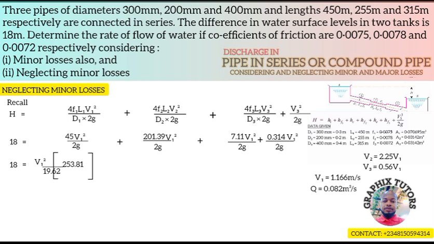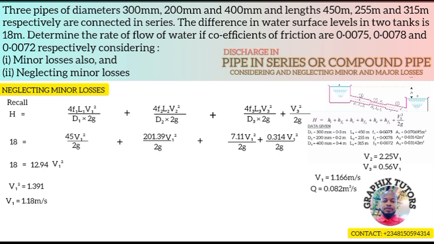So if we say 253.81 divided by 19.62, you'll be left with 12.94 V1 squared. So 18 is equal to 12.94 V1 squared. If you divide both sides by 12.94, 18 over 12.94 equals V1 squared. When you divide it, 18 divided by 12.94 gives us 1.391 equals V1 squared. When the square comes to the other side, it becomes the square root of 1.391. So my V1 is equal to 1.18. Are we together?